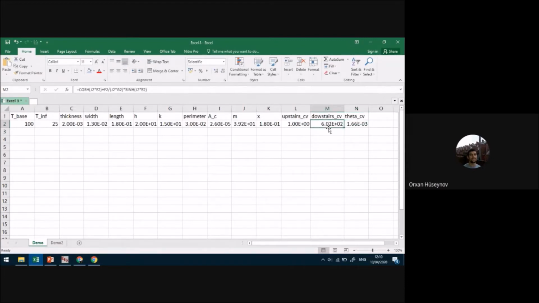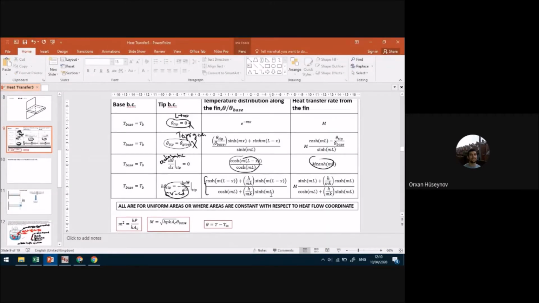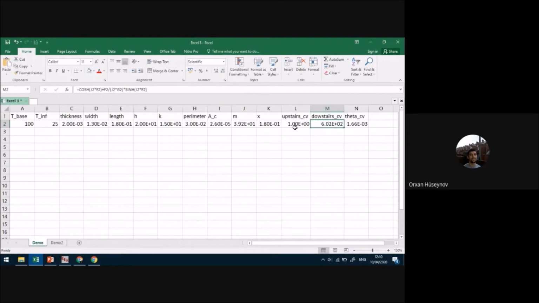Okay, so let's make sure the values are correct. So this one is cosh, M into L, J2 is M into L, which is E2, that's right, plus F2 divided by F is H, yes, M into K, so again J2 into K, which is G2, into sinh into J2 into E2. So these are correct, okay, no problem. So we have finished the theta CV formula.